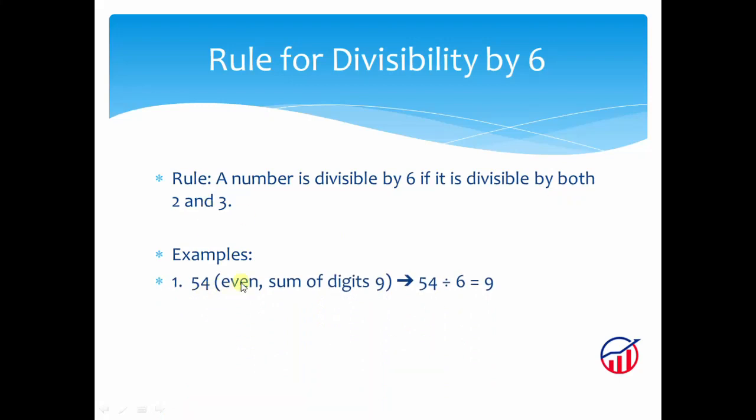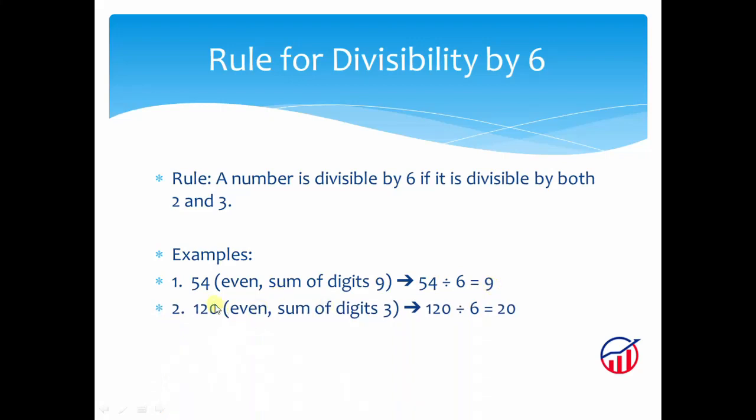Example 54, it is even. So what is the rule of divisibility by 2? It should end with 0, 2, 4, 6, 8. In short, it should be even. The number is even over here, and the sum of digits 5 plus 4 is 9, which is divisible by 3. Hence the entire number is divisible by 6. So you can see the answer is 9 over here.